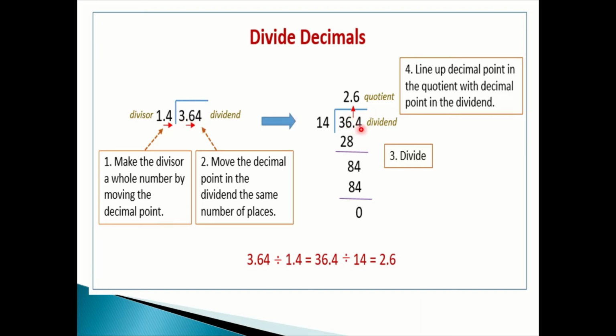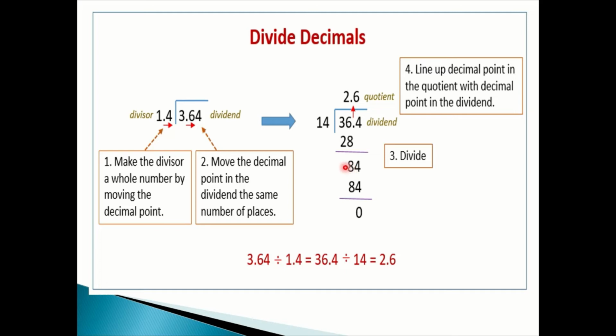Okay, so I hope you're following the process. After that, we are ready to divide. So we divide 36.4 divided by 14. We start with the first 2 digits, because 14 is 2 digits. We divide it by 2 digits also. So 36 divided by 14, that is 2. And then we follow the process. 2 times 14 is equal to 28. After that, we subtract 36 minus 28. That's equal to 8. And after that, we cannot divide 8 by 14.